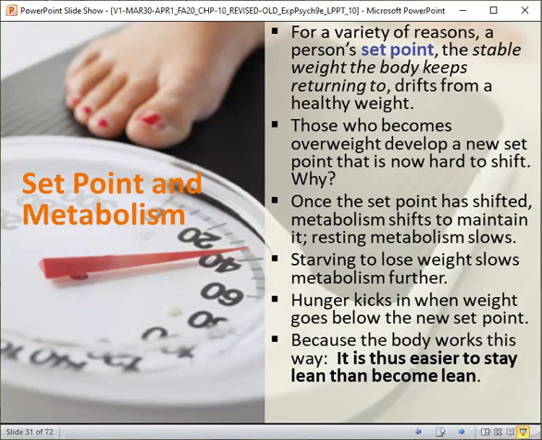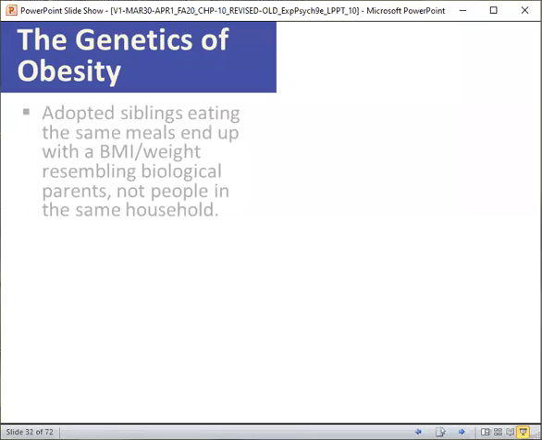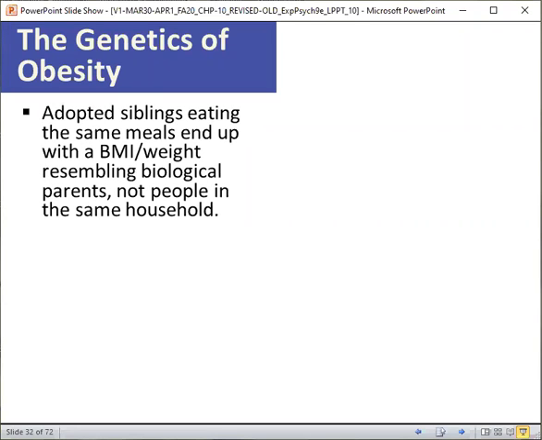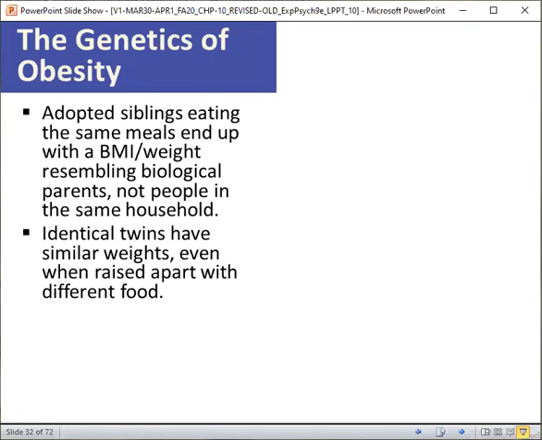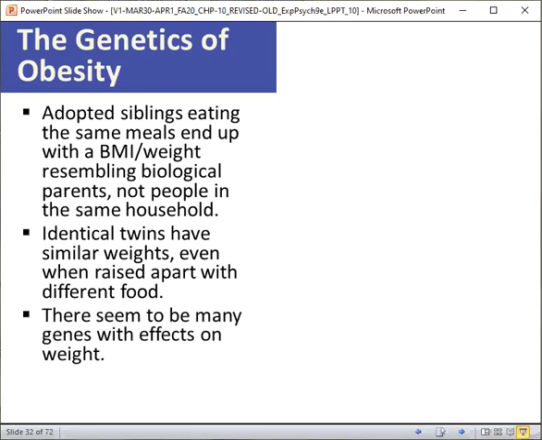Now, we have seen some other things too when it comes to obesity, the genetics of obesity. Adopted siblings eating the same meals end up with a BMI resembling their biological parents, not people in the same household. So that tends to suggest a genetic basis there as well. Identical twins have similar weights even when raised apart with different food. There seem to be many genes with effects on weight. So there's not one fat gene, so to speak, and there are several things at play that will determine rates of obesity, for example.